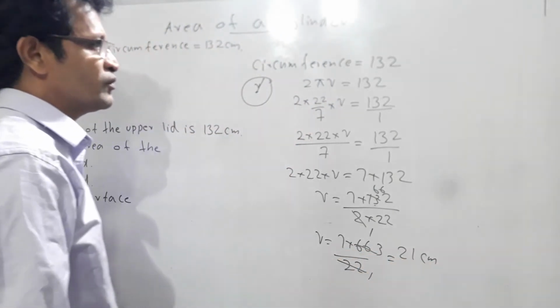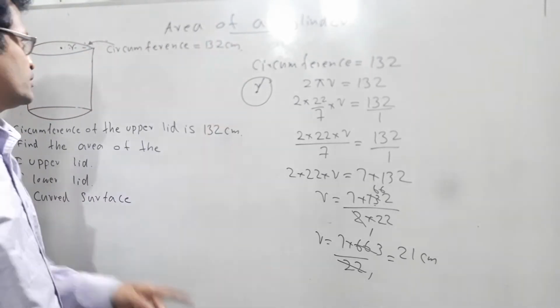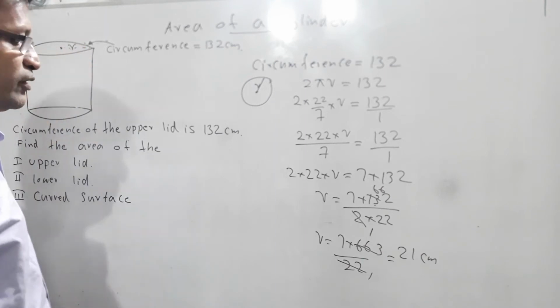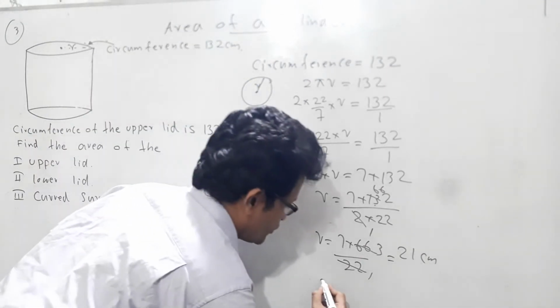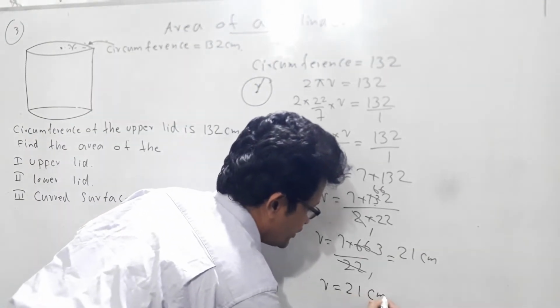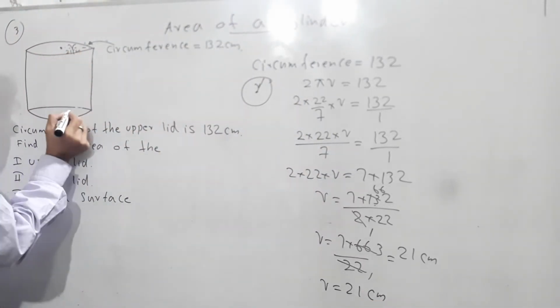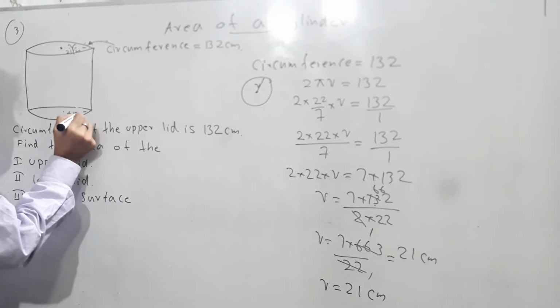So here in this cylinder, radius of the upper lid equals 21 centimeter. So r equals 21 centimeter. So that means this length also equals 21 centimeter.